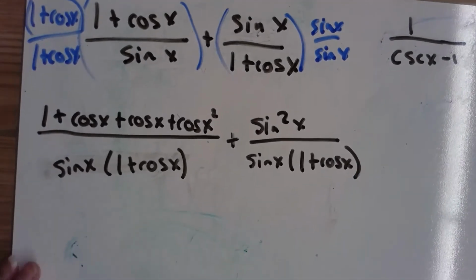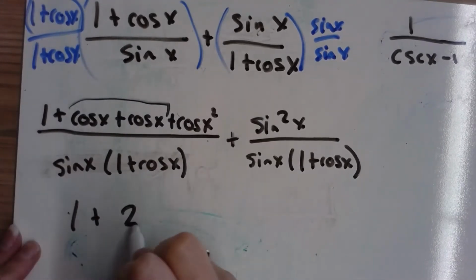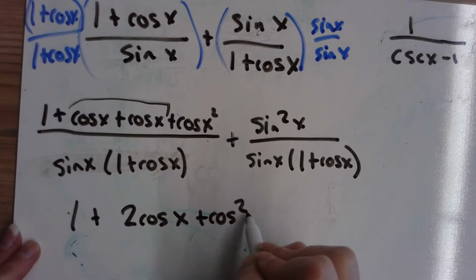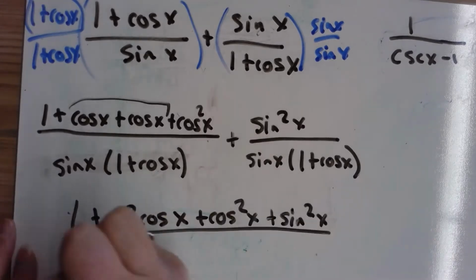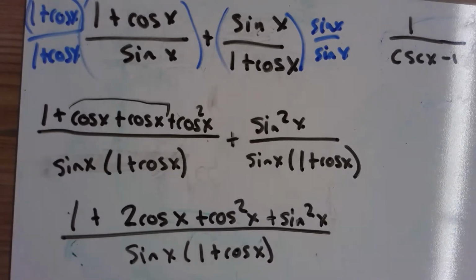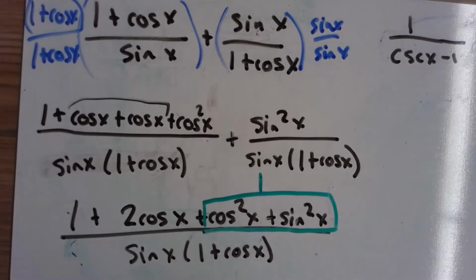Okay, yikes. We could put these together, and we're going to simplify this. So right here we could simplify. So I'd have 1 plus 2 cosine x plus cosine squared x, that should be a squared, plus sine squared x all over sine x 1 plus cosine x. Okay, so there's a lot going on here, but right here, this cosine squared x plus sine squared x is a Pythagorean identity. If you look at your paper, sine squared theta plus cosine squared theta equals 1. So this right here is simply 1.